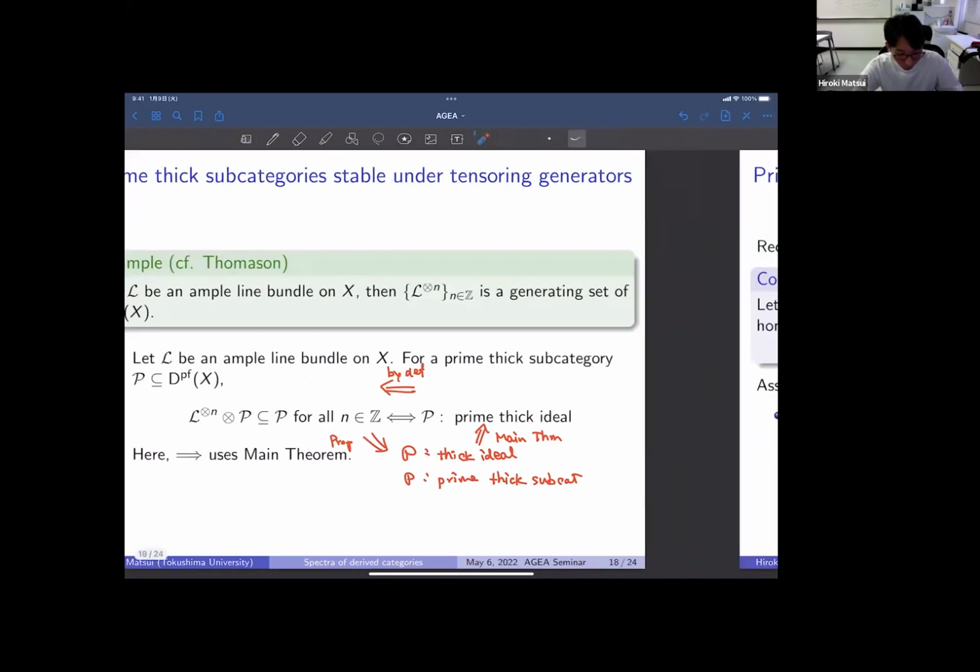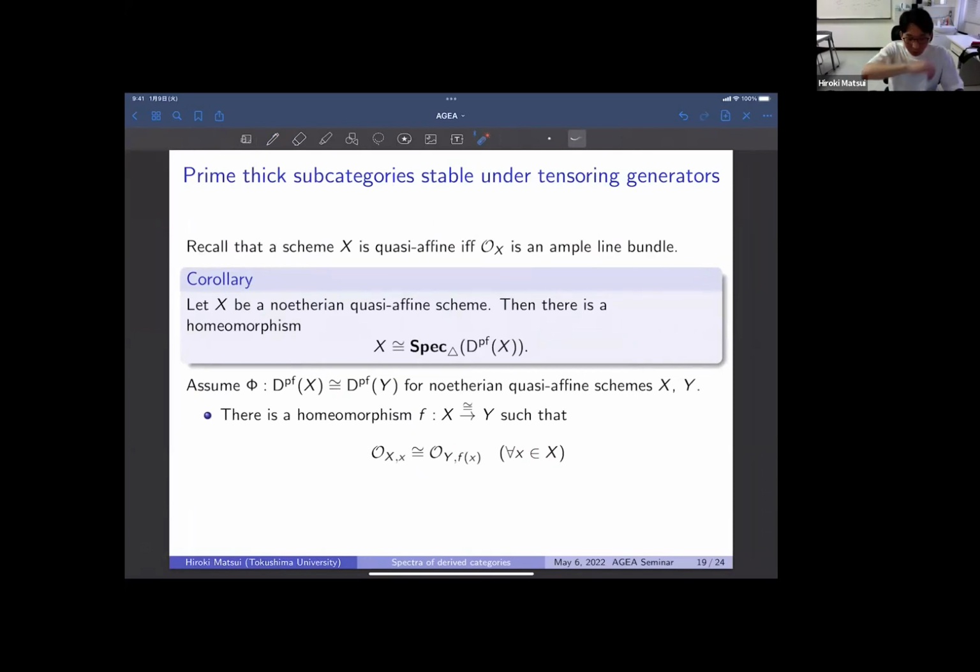First, let us consider the quasi-affine case. Recall that a scheme X is quasi-affine, which means an open subscheme of an affine scheme. A scheme X is quasi-affine if and only if the structure sheaf is an ample line bundle. And also, obviously, every thick subcategory is closed under taking tensor product with the structure sheaf, since the structure sheaf is a unit with respect to the tensor product. So applying the previous observation, we have the following corollary.